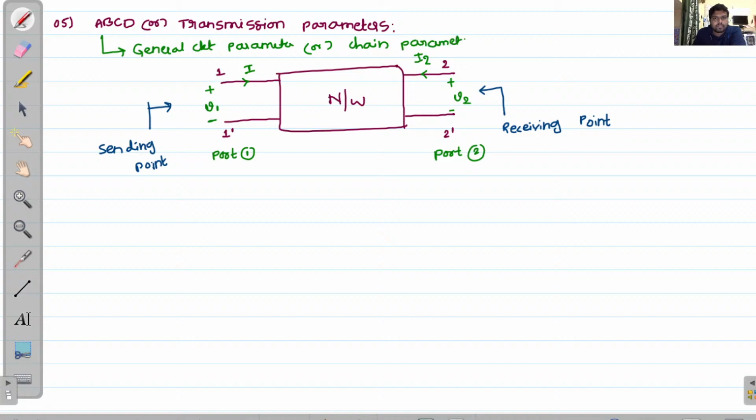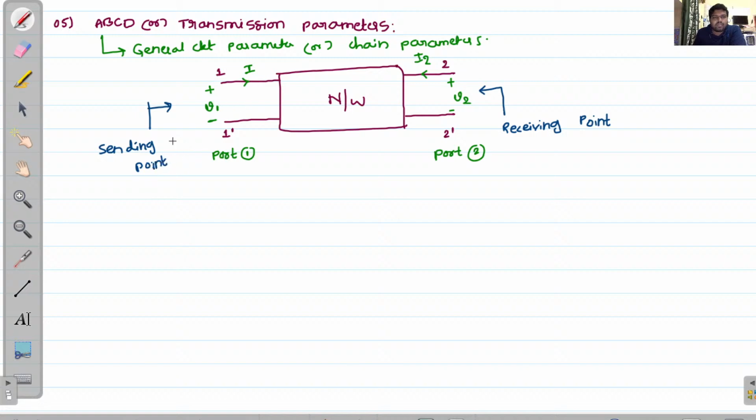Okay. ABCD, transmission, general circuit, and chain parameters. You can use any of these names, okay? And this is our standard two-port network model. So this is port 1. This one we can call the sending point also, right?